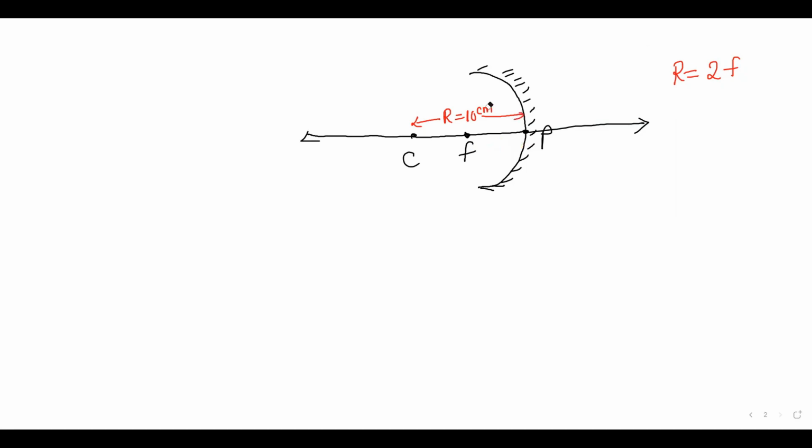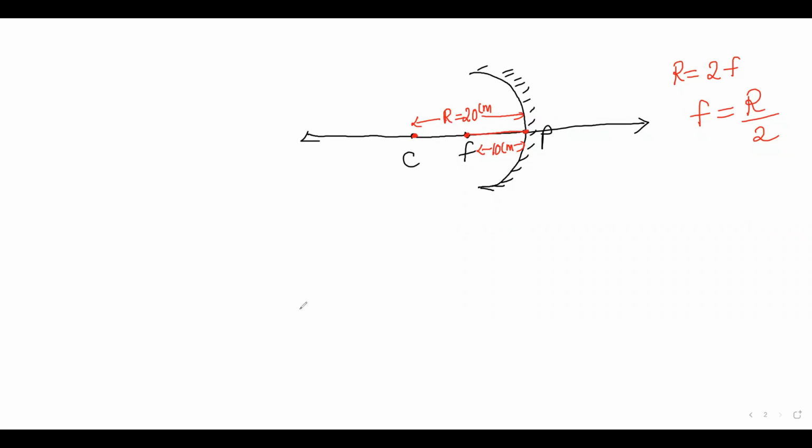If the radius of curvature of a mirror is 20 centimeter, can you tell what is focal length? 10 centimeter. Half of radius of curvature. Focal length is nothing but half of radius of curvature. This is the relationship between focal length and radius of curvature. The distance from the pole to center of curvature is called radius of curvature. From the pole to focal point is called focal length, and focal point is exactly in the middle.